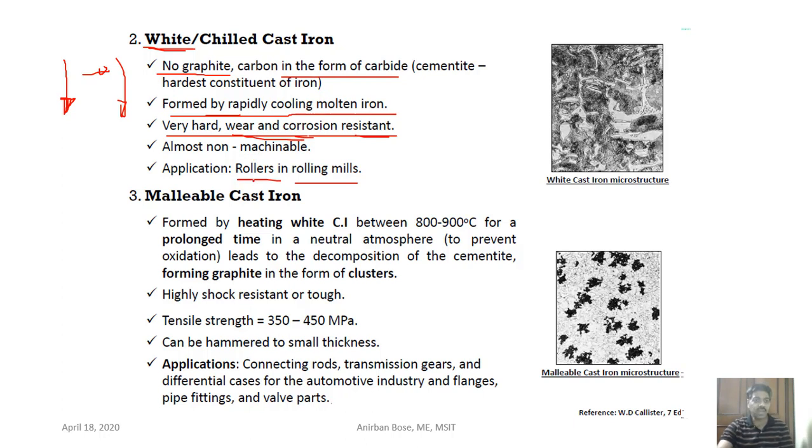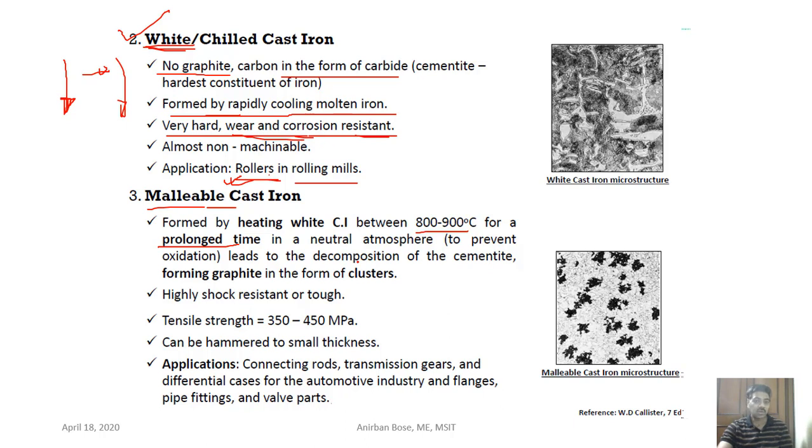Now coming to the malleable cast iron. To form malleable cast iron, initially the white cast iron is first prepared, and then this white cast iron is heated to around 800 to 900 degrees centigrade for a prolonged time, maybe more than 30 hours. Then it is cooled, and depending upon the cooling rate the structure can be different, but finally it forms graphite in the form of clusters. These are called the rosette structure. So you will get this clustered structure of graphite, and these are relatively very malleable materials among all the grades that you have seen.